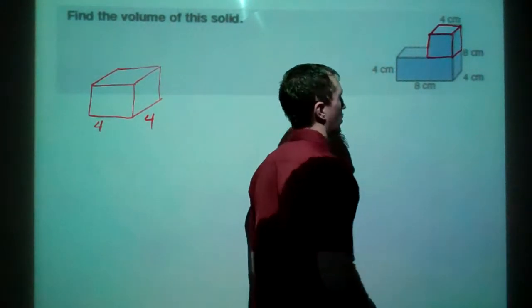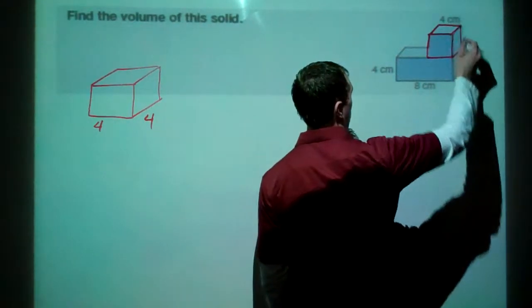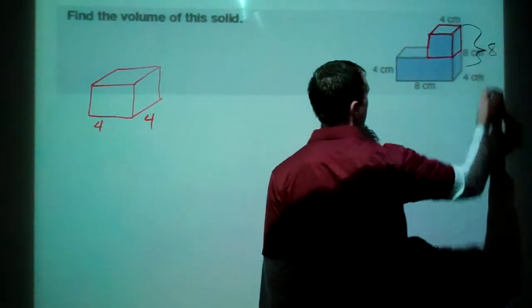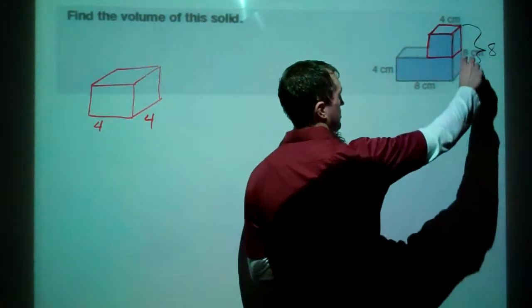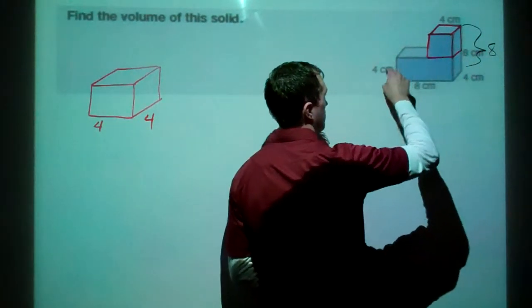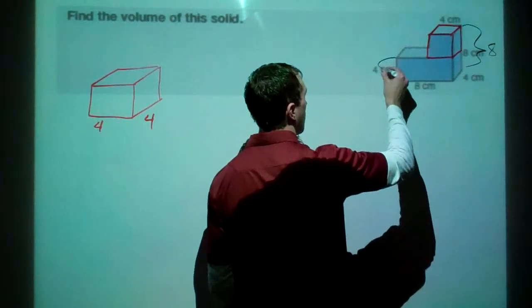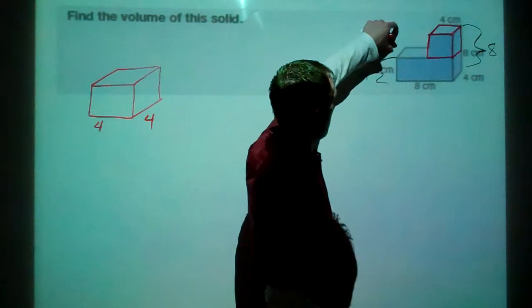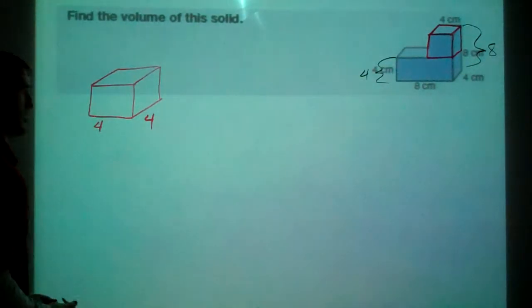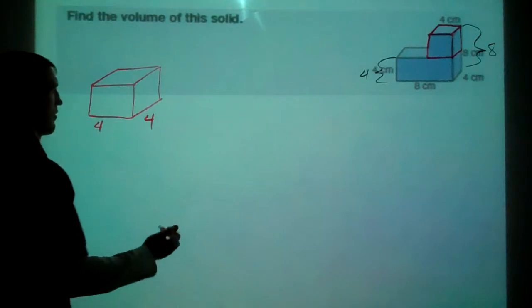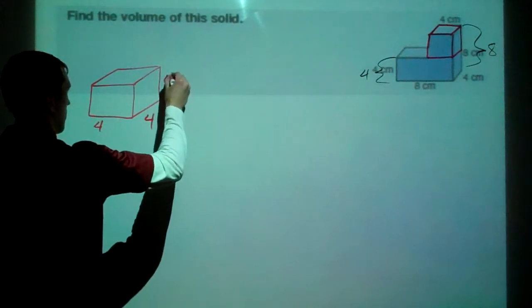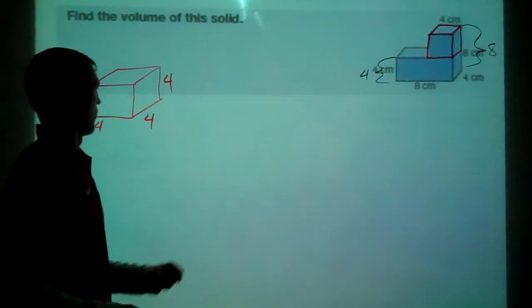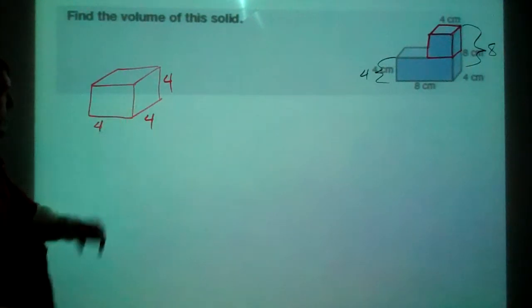And we got to look at what we know. Well, we know the whole length here is 8. So we have 8 centimeters there. And we also know this distance right here, or this height, which is 4, because this is 4. Okay? So now we got to ask ourselves, 4 plus what gets us to 8? Well, 4 plus 4 gets us to 8. So that has to be the missing height, which is also 4. So we do have a cube on top there, and we have our dimensions that we need. We have a length, a width, and a height.